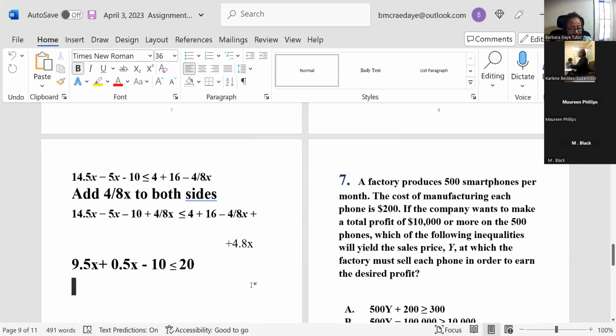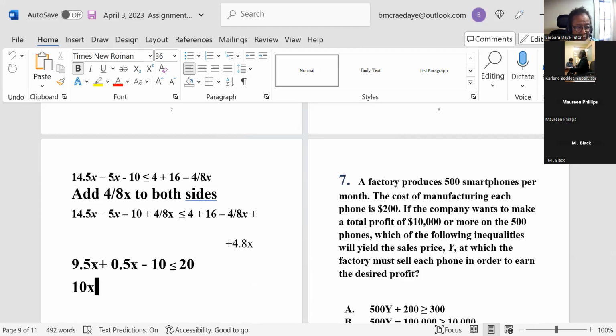Okay. What is 9.5x plus 0.5x equal to? You added them. Addition. 9.5 plus 0.5, 9.5 plus a half. What's that equal to? It's 10. So you get 10x.